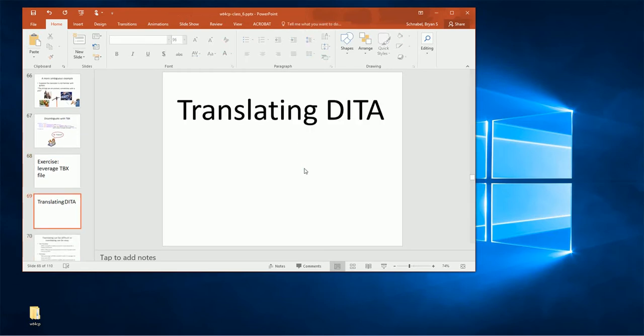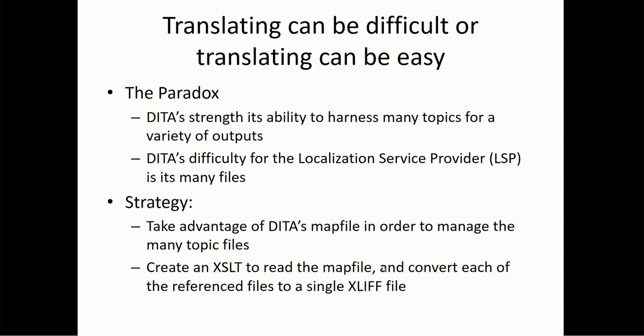So we got through that one. Let's talk about two more. Since this is a web tools for content providers class, let's specifically talk about how we translate DITA data, and then we'll specifically talk about how we translate websites, Drupal. So there's a paradox. Translating DITA can be easy or it can be difficult. The paradox is that DITA's strength is its ability to harness many topics for a variety of outputs. DITA's difficulty for the localization service provider is its many files. So the strategy is to take advantage of DITA's map file in order to manage the many topics and create an XSLT to read the map file and convert each of the referenced topics into a single XLIF file.